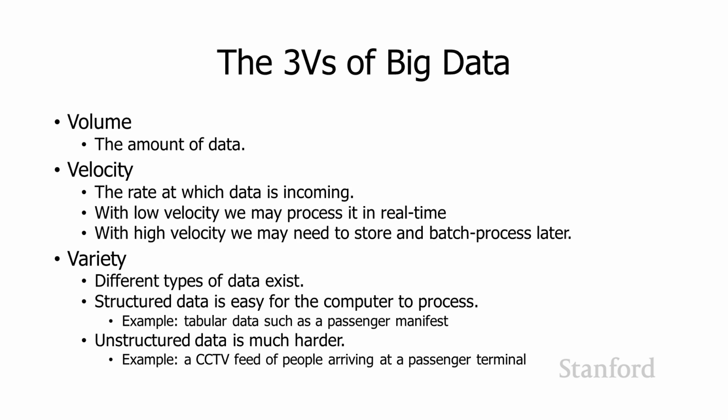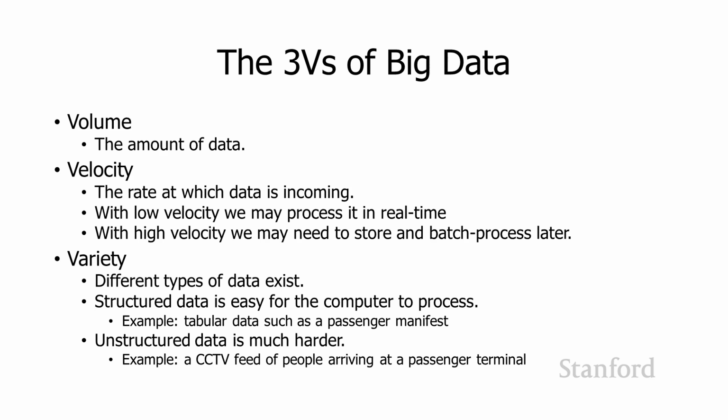Those that study big data sometimes refer to the three V's of big data. The first V is the volume of information. How much information do we have? The second V is velocity. How quickly is that data arriving? If the data is not arriving that quickly, we can often process it in real time as it's streaming in. However, if there's too much information for us to handle, we're going to need large storage facilities in order to store that information and then batch process the information at some later point in time.